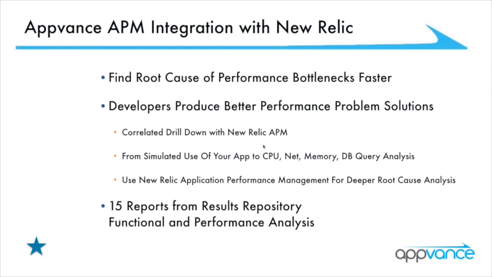So there's about 15 different reports from the Appvance results repository. There are probably about 20 or 30 from the New Relic APM system. And so when you combine the two of them together, you've got this wealth of information that's all live, and it's also available to your developers without you having to do any special prompting.